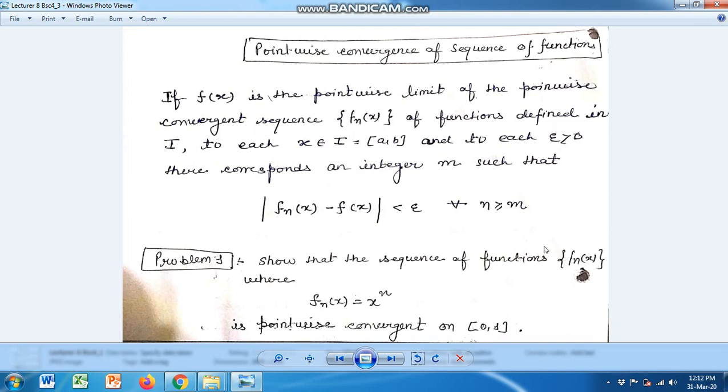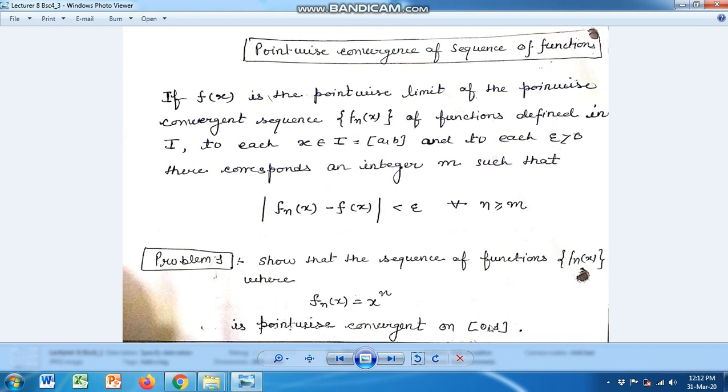So look at this sequence of functions. If I put x equal to 0 here, f_n(0), we get the value 0, and as n is equal to 1, 2, 3, 4, 5 we get values 0, 0, 0, 0, 0 and so on. So putting x equal to 0 here and moving n from 1 to infinity, we get the first member of the sequence, which is 0, 0, 0, 0, 0.